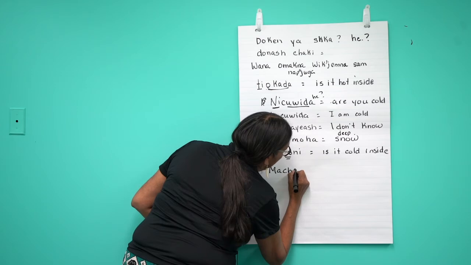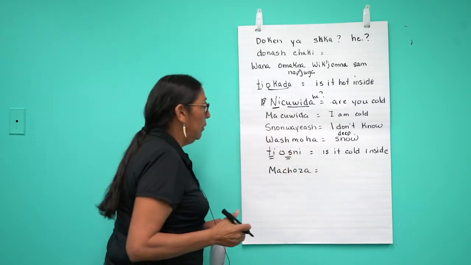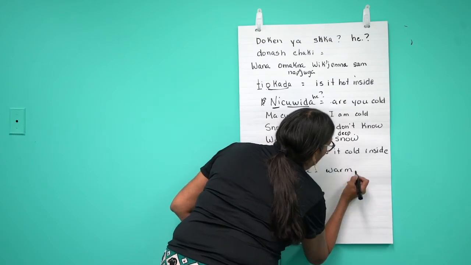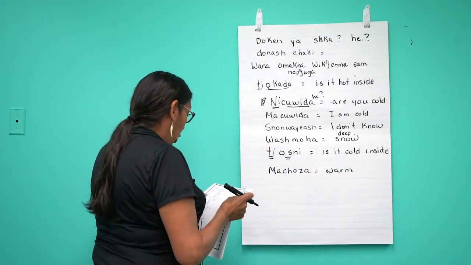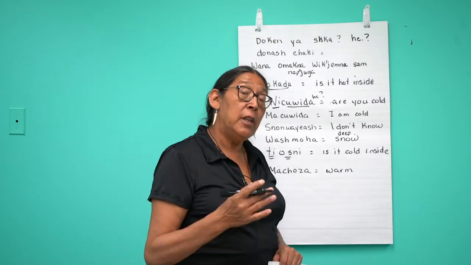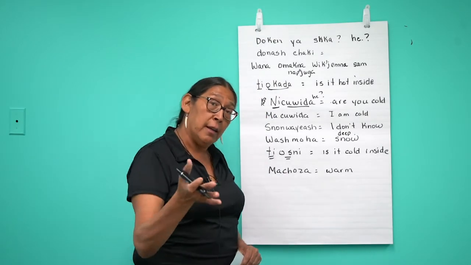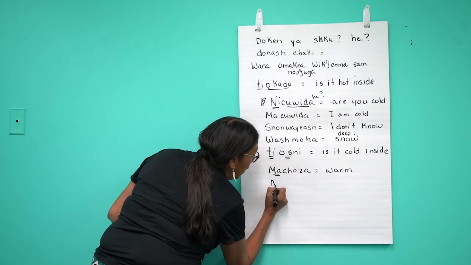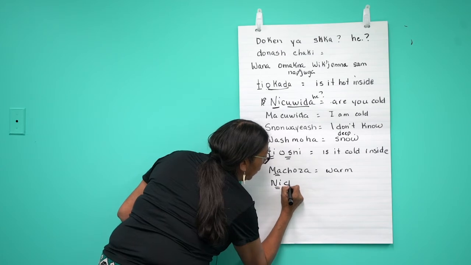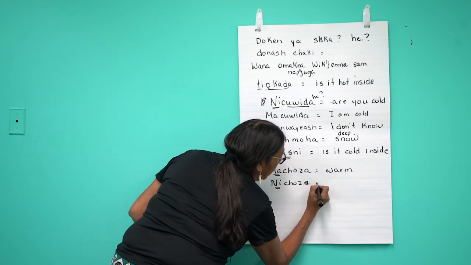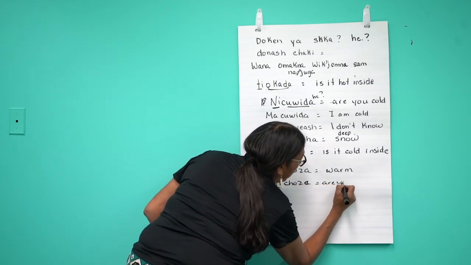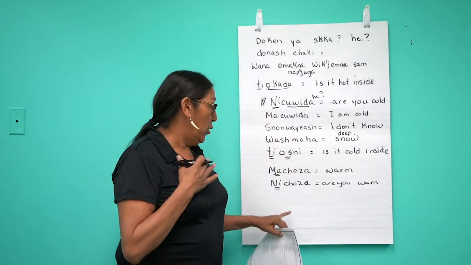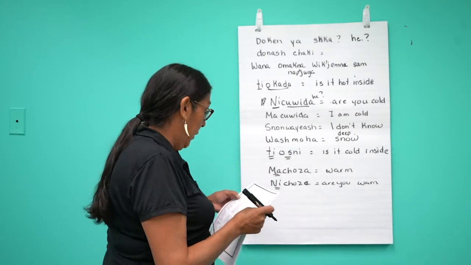Machoza. I am warm. Ni choza ha. Are you warm? Ni choza ha. Mi choza. Are you warm? Me? I am warm. You. Are you warm? Ma choza. I am warm. Ni choza ha. Are you warm?